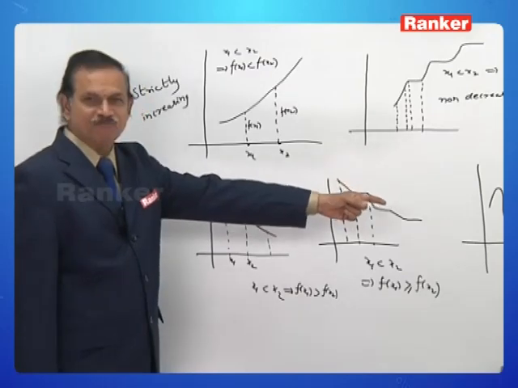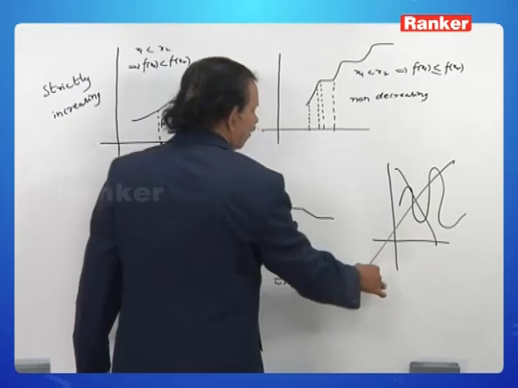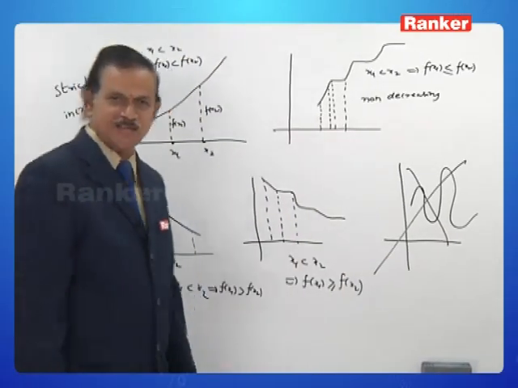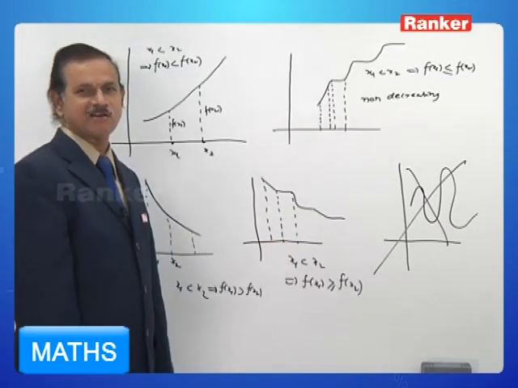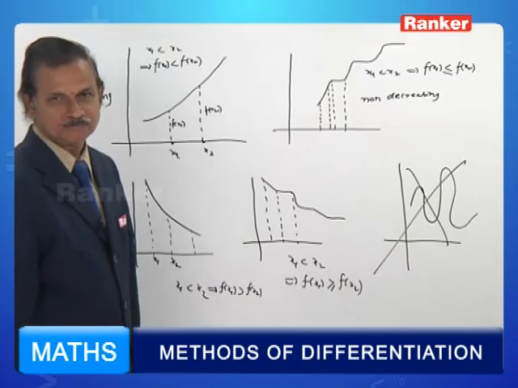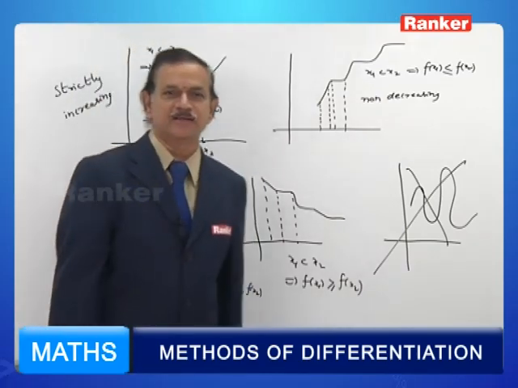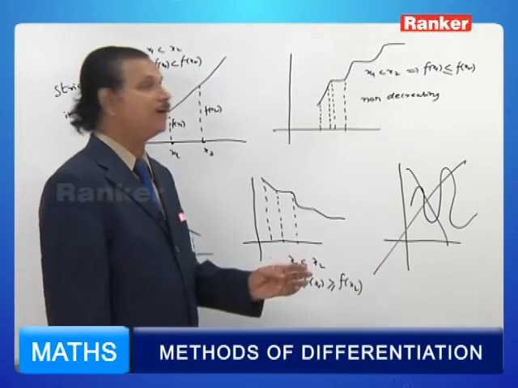And what about the last graph? It is not monotonic at all. You cannot speak of either increasing nature or decreasing nature or non-increasing nature or non-decreasing nature for the graph. So, to discuss either increasing character or decreasing character, one must possess the graph of the function like this.